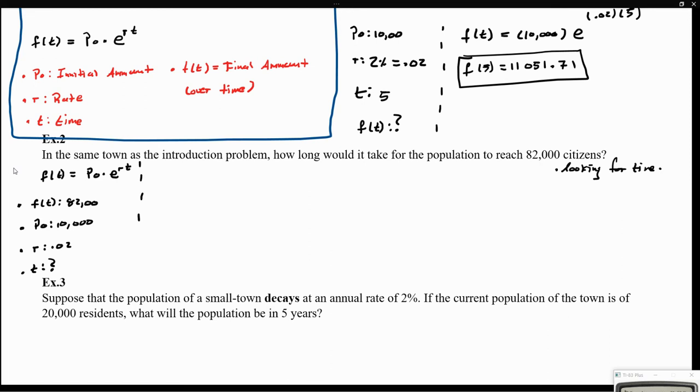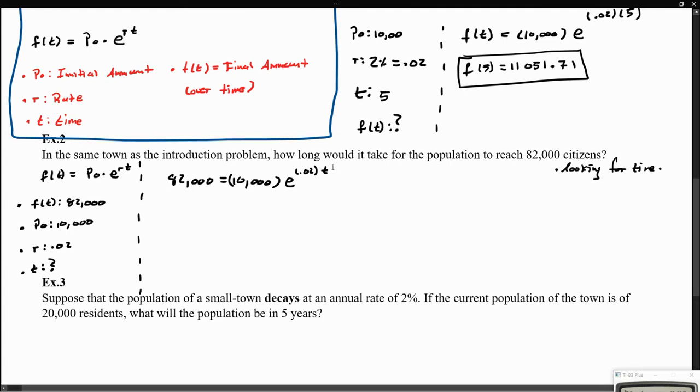So let's plug in what we know. We have f of t, which is 82,000. Just notice that I'm missing a 0 here. Equals P0, which is 10,000, times e to the r, but I know that r is 0.02, times t, where t is what we're looking for. And now, if I plug all my information into this formula, this is what I end up with.